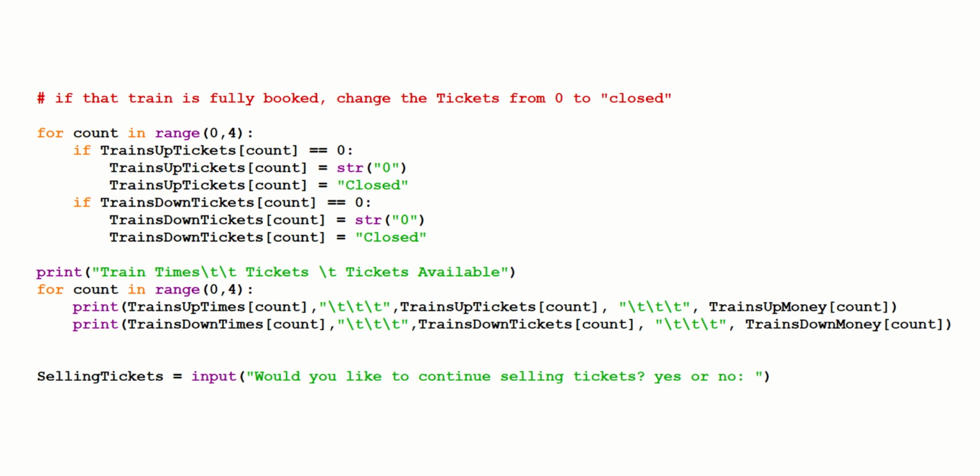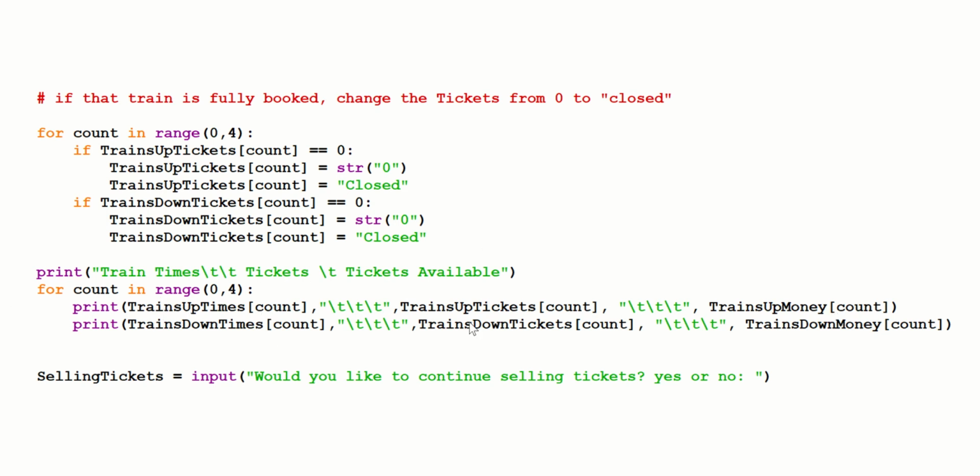and then after it does the for loop 4 times, so it would do 0 1 2 3, it would not do 4, it would do 0 1 2 3, which is 4 times. In that process it will change up tickets 0, change up times 0, you have tickets 0, and change up money for going up.